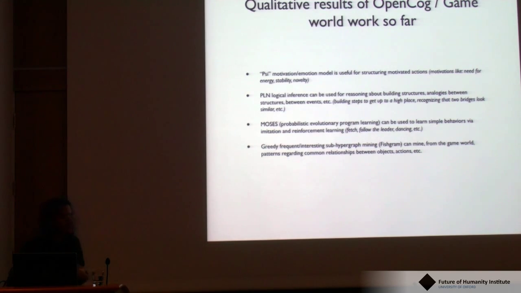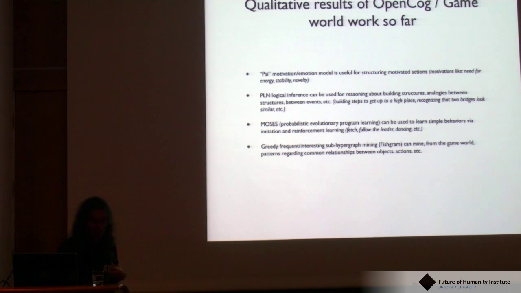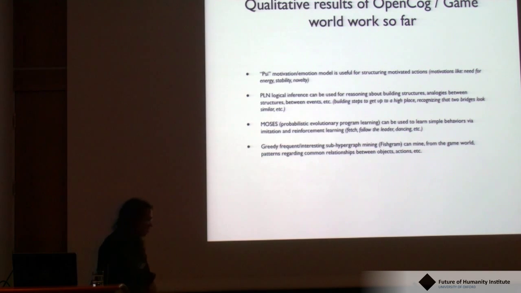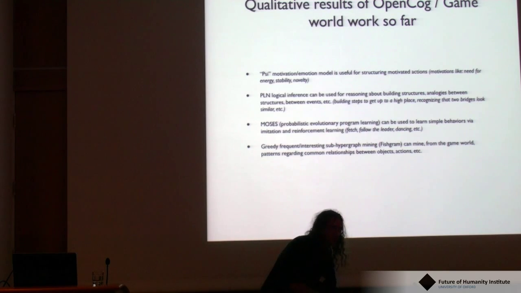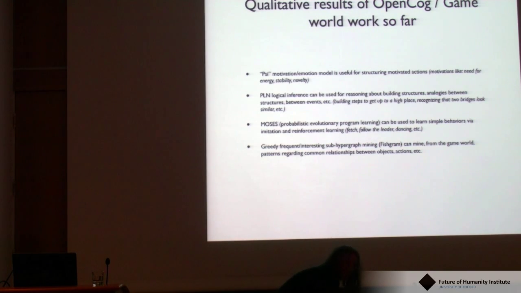We've learned a lot from the game AI stuff. We've learned that Joscha's motivational model, or Dietrich Dörner's motivational model as fleshed out by Joscha, is useful for structuring actions of the virtual agent in the virtual world. We've used our probabilistic logic engine to reason about building structures. Like if the system wants to get up here, it can reason that, okay, I should build some stairs and walk up the stairs and the blocks to get on top.